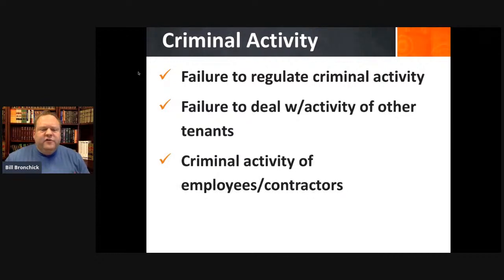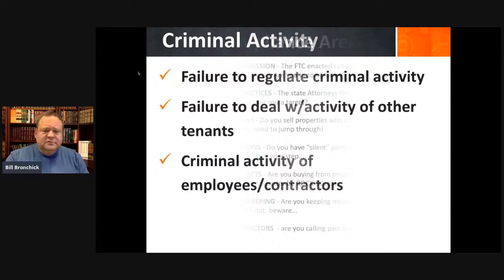Criminal activity of your employees or your contractors. Now, generally, you're not liable for that. Generally, you're not, unless you didn't screen them before you hired them, or like the one bite rule. Once there's a complaint, or once there's an arrest, or once there's a conviction, now you've got a duty to get rid of this person.